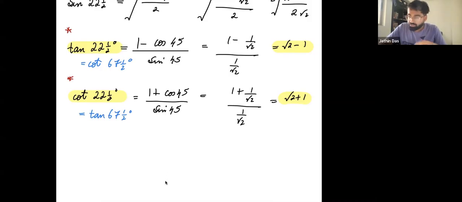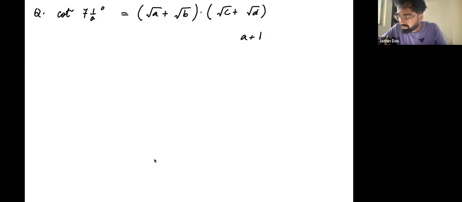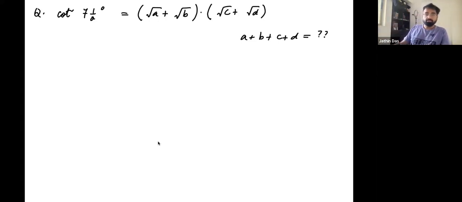So this question you try. So I'm giving you a question. Cot 7.5 degree is equal to, I'll write it in this format, root A, root B into root C plus root D. Okay, it's an integer type question. A plus B plus C plus D क्या है? Try.